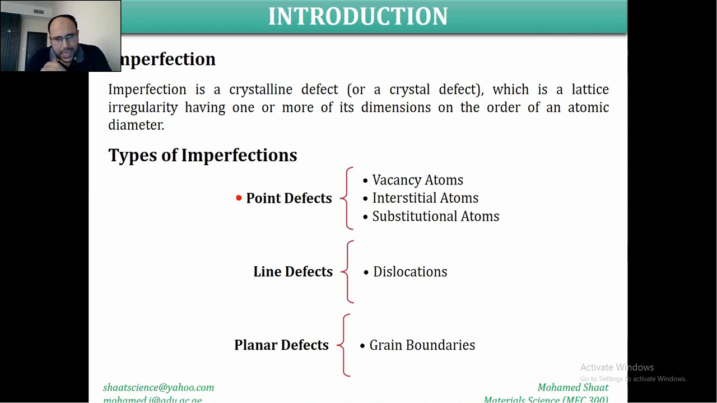Vacancy atoms mean that there are some missing atoms. Then interstitial atoms and substitutional atoms. We also discussed these things in the context of impurities and alloying, and how we can form a solid solution or a new phase. We also discussed the conditions based on which we can judge whether we can form a substitutional solid solution or not. These are the things that we have covered in today's video.